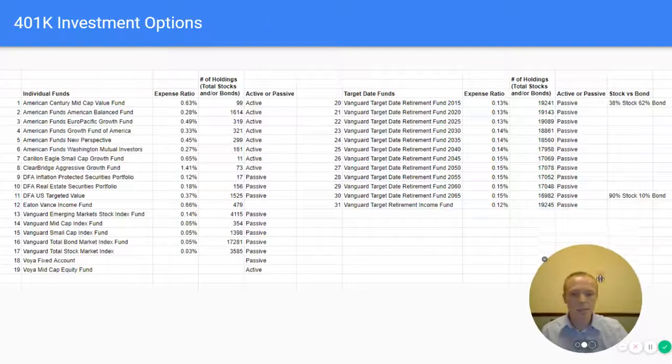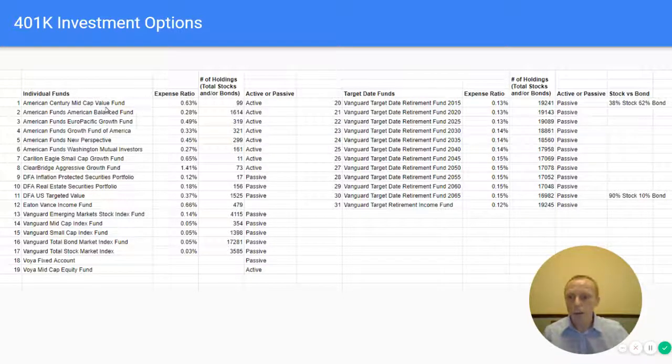And let's take a look at a sample 401k investment option list. So I looked at a company's 401k options and I put it on this spreadsheet. And you can see up here the individual fund name, the expense ratio, the total number of holdings in each fund, and whether it's active or passive. And this is how I select 401ks for my clients and for myself.